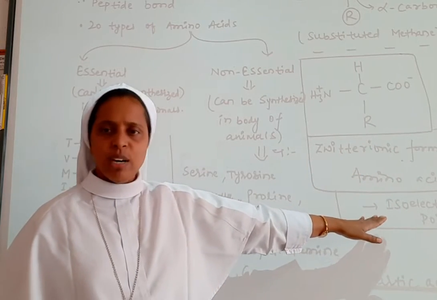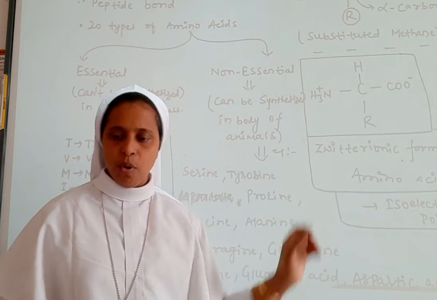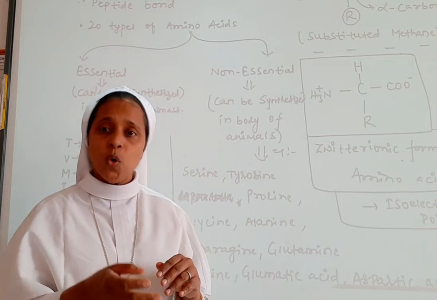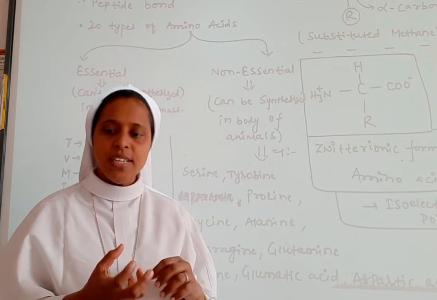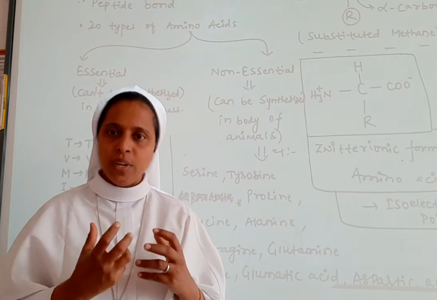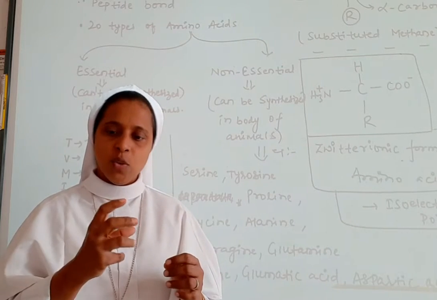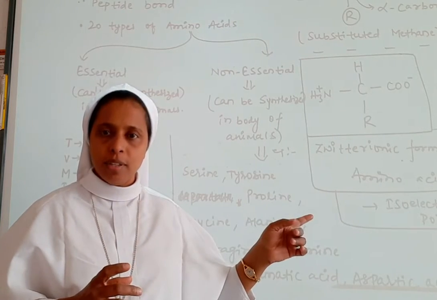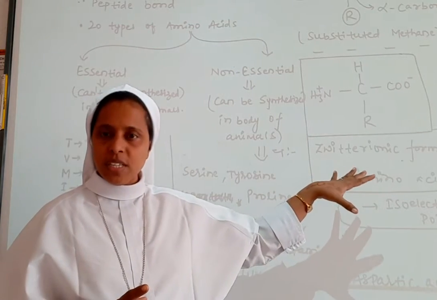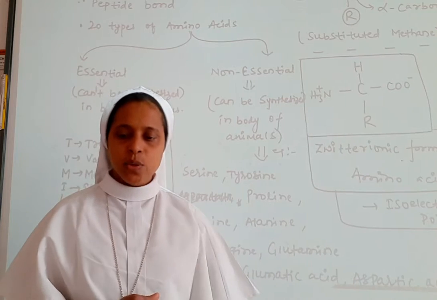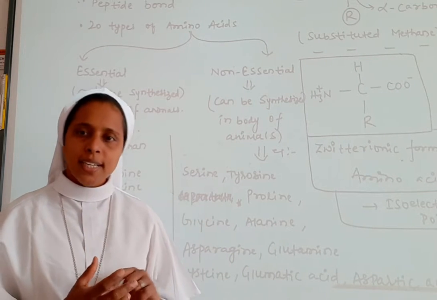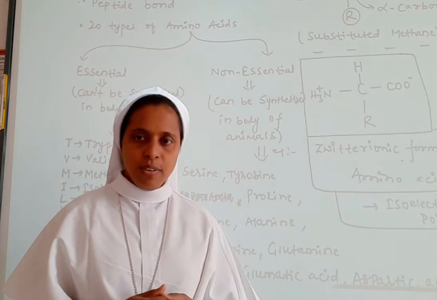Another thing we have to learn here is the isoelectric point. What is the isoelectric point? The pH value at which it is being formed, that is the isoelectric point. So I hope you have got the Zwitter ionic form as well as the isoelectric point. Next we will be learning a few more amino acids that are categorized here.